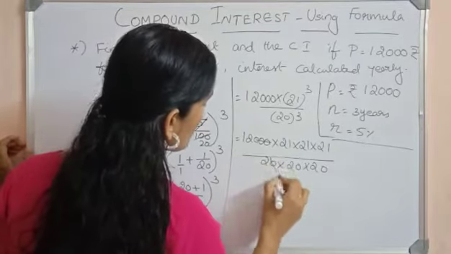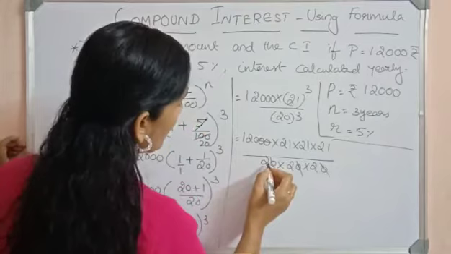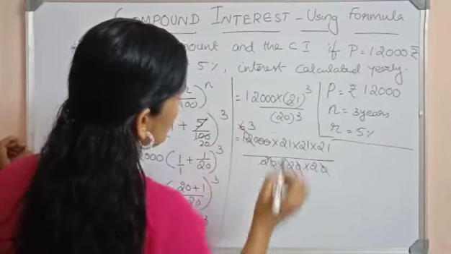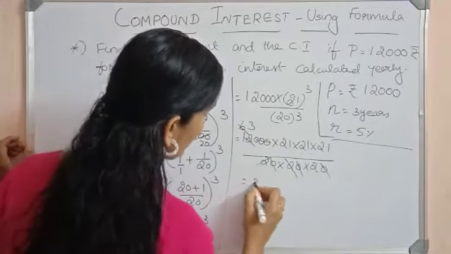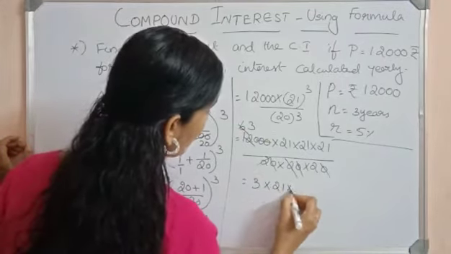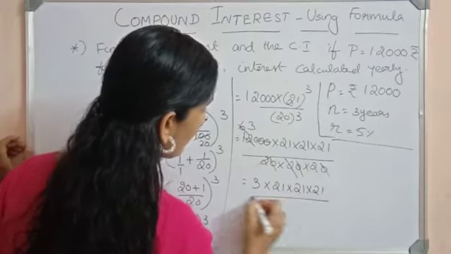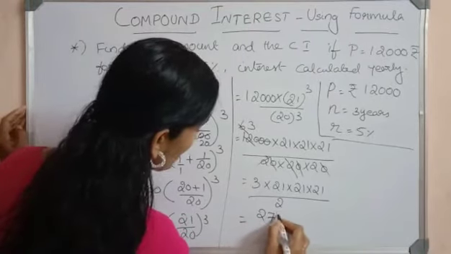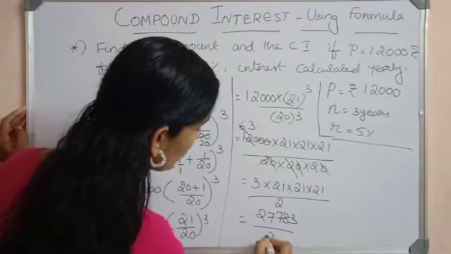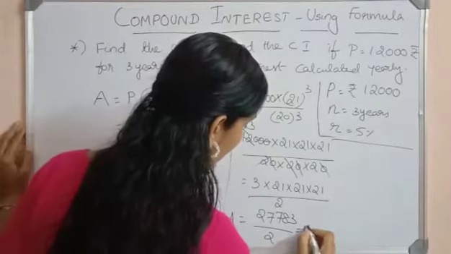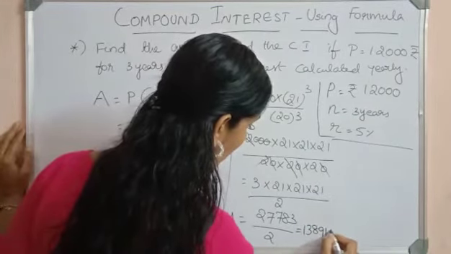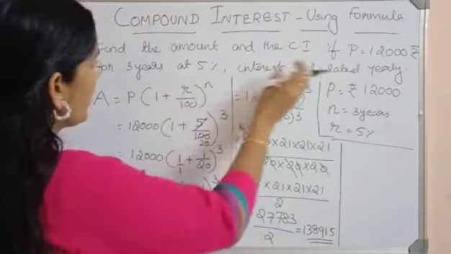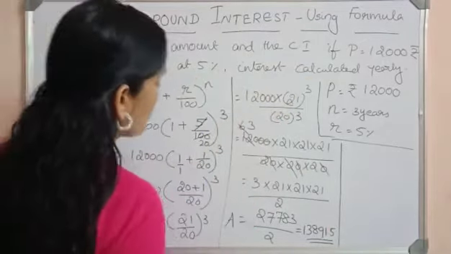Cancel these 3 zeros with this. 2 sixes are 12, 3 twos are 6. So you get 3 into 21 into 21 into 21 divided by 2, and that is equal to 27,783 by 2, which is the same as 13,891.5. This is the amount we receive after 3 years at the rate 5%.